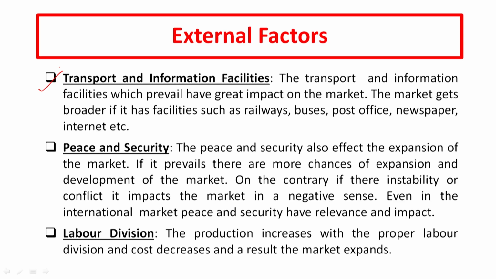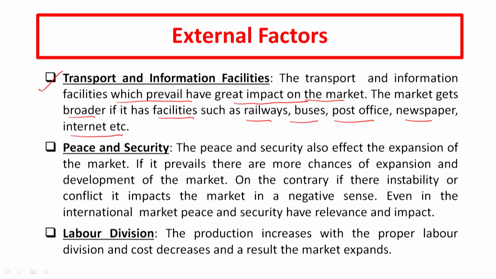As you are already aware, transport and information are the center point for any firm. The goods are being transported from one place to another, and on the other hand, information is the center point around which everything revolves. So the first point is transportation and information facilities. The transportation and information facilities which prevail have great impact on the market, which means all the activities of the market are dependent on transport and information. The market gets broader if it has facilities such as railways, buses, post office, newspaper, internet, etc.